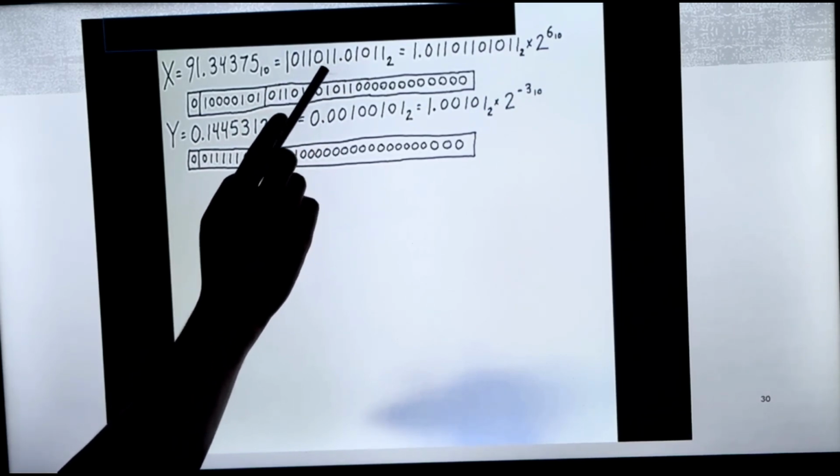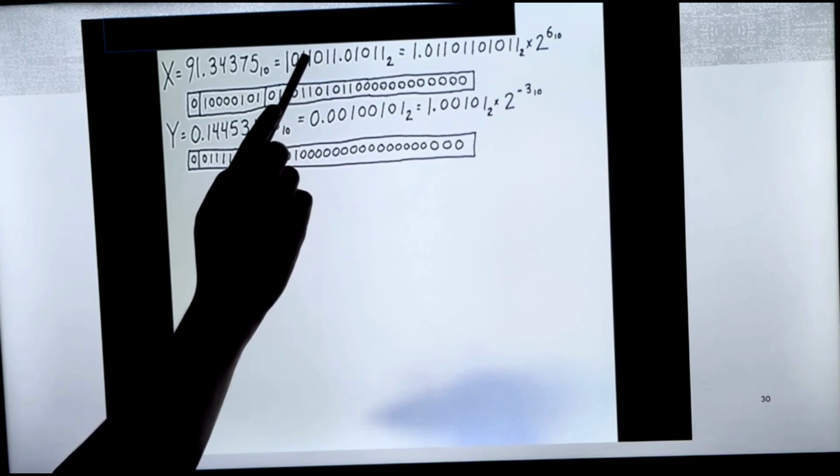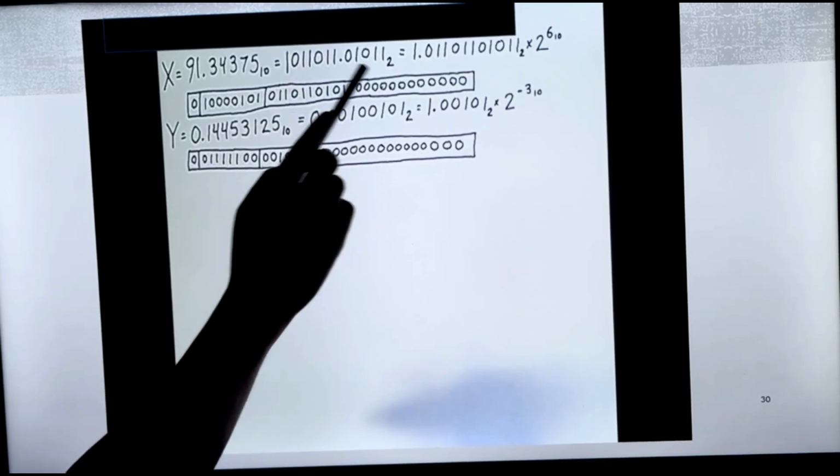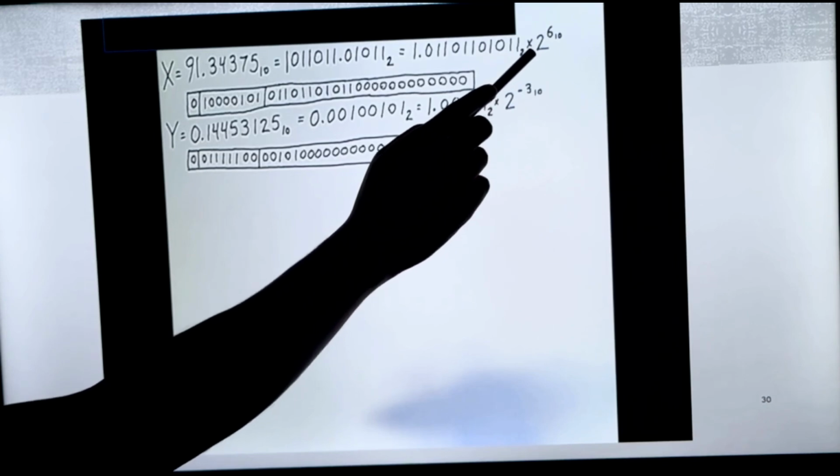1.01101101011. So how many times do you have to move it left-hand side? 1, 2, 3, 4, 5, 6 times. So it will be 1 dot something into 2 to the power 6. I hope you understood that.